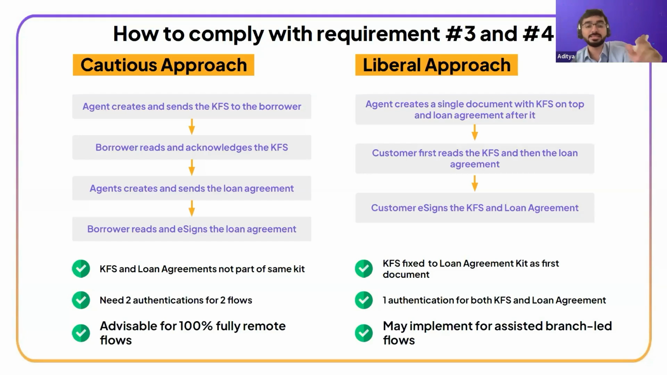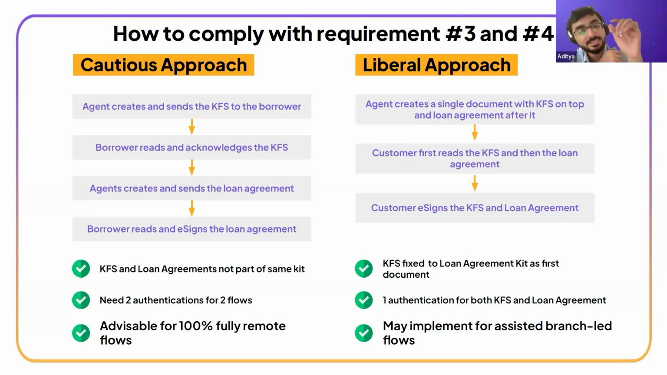So for assisted journeys where there's a bank or an NBFC officer actually meeting the customer, even if the eSign is involved, there's an actual meeting between the bank agent and the customer. A lot of banks and NBFCs are thinking of opting for a consolidated kit, right? The liberal flow where both are part of the same kit. This is because the officer will have an opportunity to explain the terms of the KFS before the eSign actually happens. But for digital journeys where the customer is doing the entire documentation without actually interacting with anyone on your side, they are opting for a cautious approach with separate documents and separate eSigns for each.